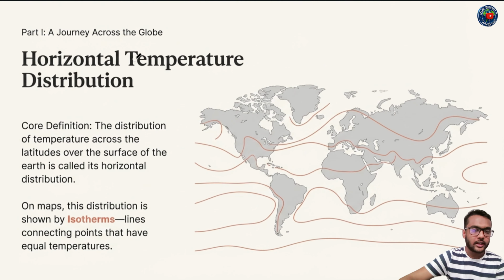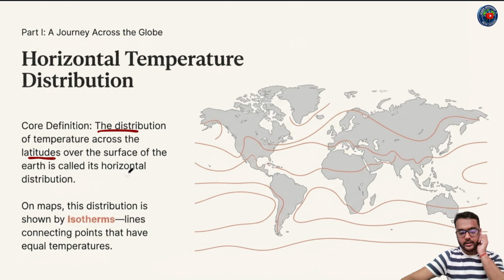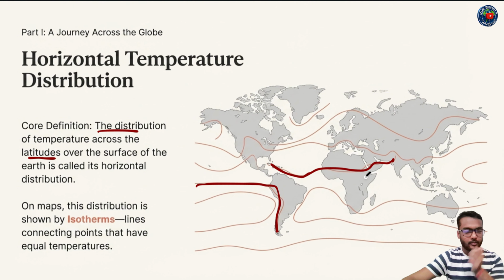Now, horizontal temperature distribution. The core idea is the distribution of temperature across the latitudes over the surface of the Earth, which is called its horizontal distribution. These are some lines indicating the horizontal distribution of Earth's surface temperature. On maps, this distribution is shown by isotherms.